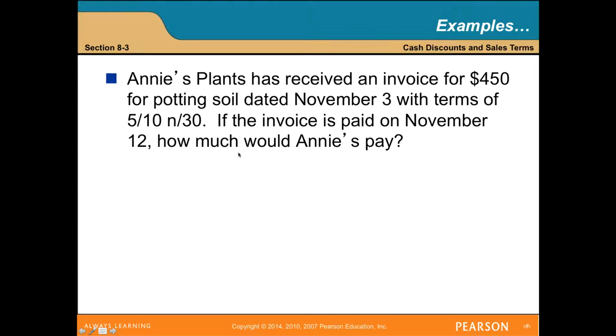Some examples. Annie's Plants has received an invoice for $450 for potting soil dated November 3rd with the terms 5/10, n/30. If the invoice is paid on November 12th, remember, the invoice is dated November 3rd, how much would Annie pay?